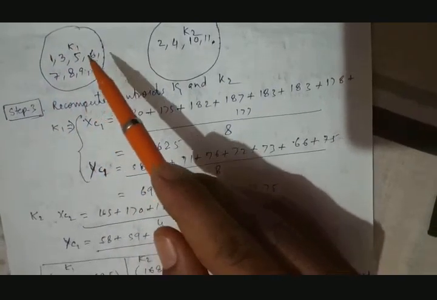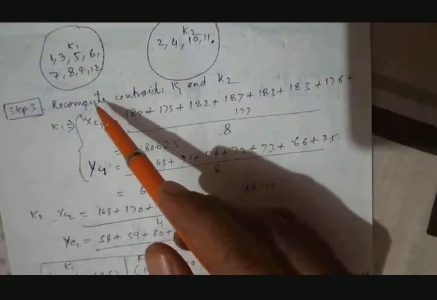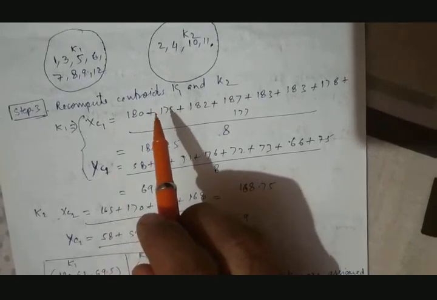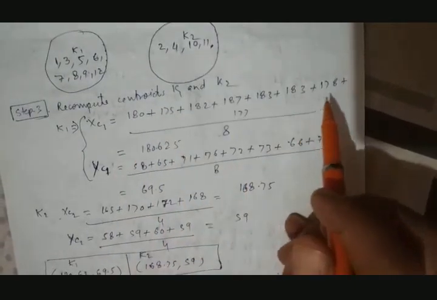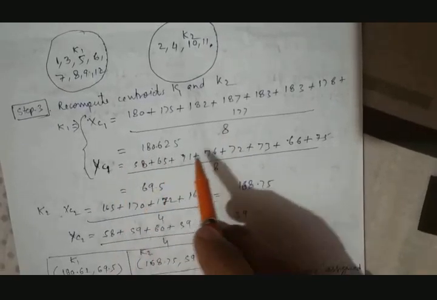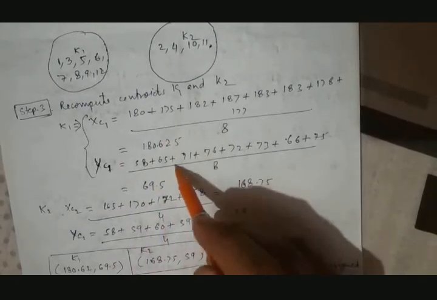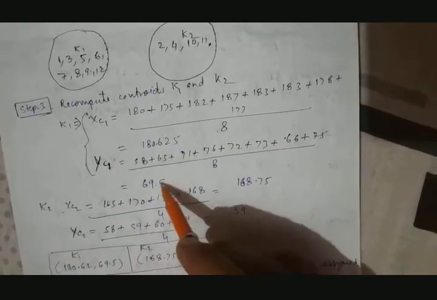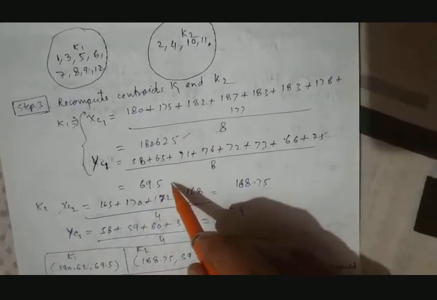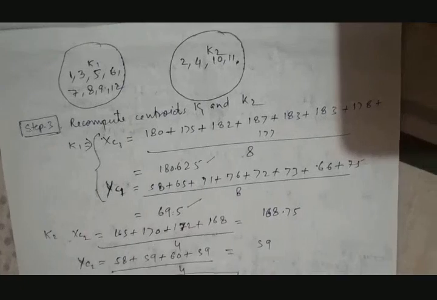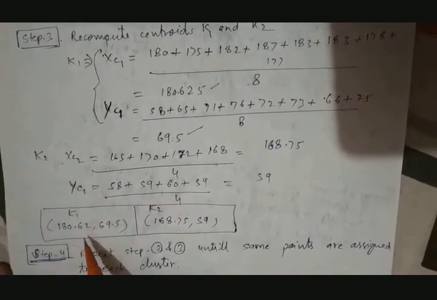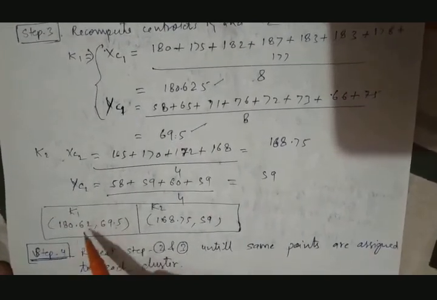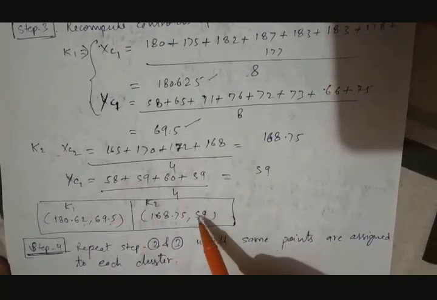Now we have to again recompute the K centroid values. How will we compute them? By using the average method. The average method says that all the x coordinates will be added and divided by 8, and then the y coordinates will be added and divided by 8. This is how we get the updated K centroid. So we get 180.62 as the x coordinate and 69.5 as the y coordinate for the newly computed centroid K1. Similarly for K2 this will be calculated and we will get this much.